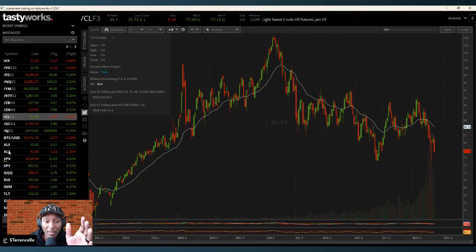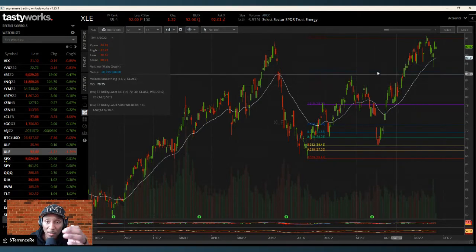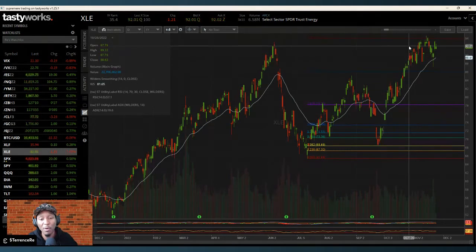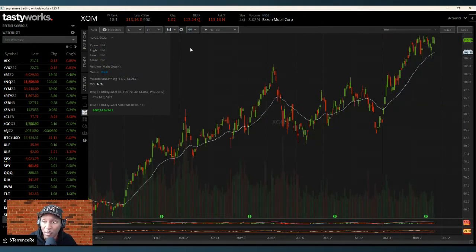So we're going to go to the XLE, which is the energy ETF, and you can see the energy ETF is up, right? This is one of the ways you can trade oil or get some exposure to oil, because a lot of times some oil stocks are packed into this energy ETF. So you see XLE, right? Let's take a look at ExxonMobil. See, the chart looks similar, don't it?